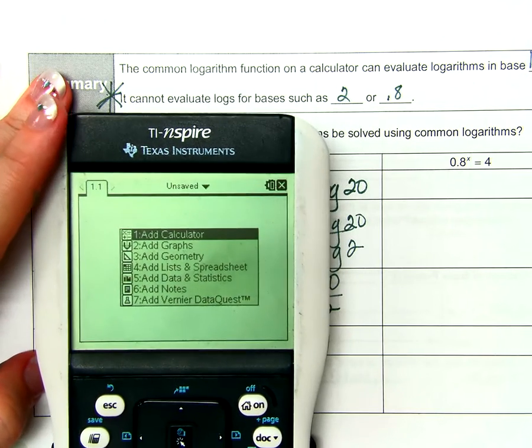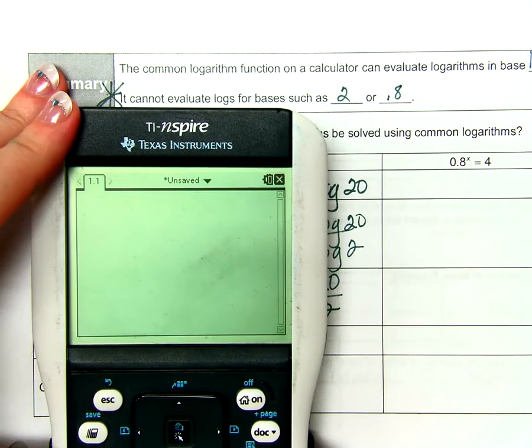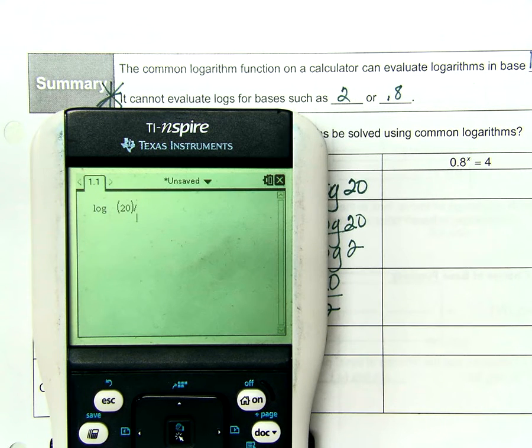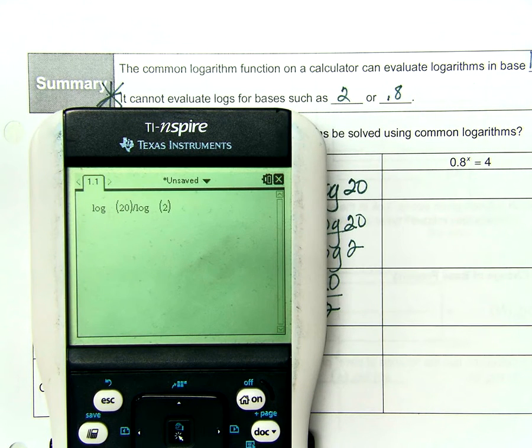Now I want you to watch what I push. Watch what I push, please. Log of 20 divided by log of 2. What base am I using here? How do you know that? That's the log we took on purpose, right? Did I put it in there? Why do I not have to put it in there? Because the calculator knows it's base 10, right? Watch what happens when I press enter.